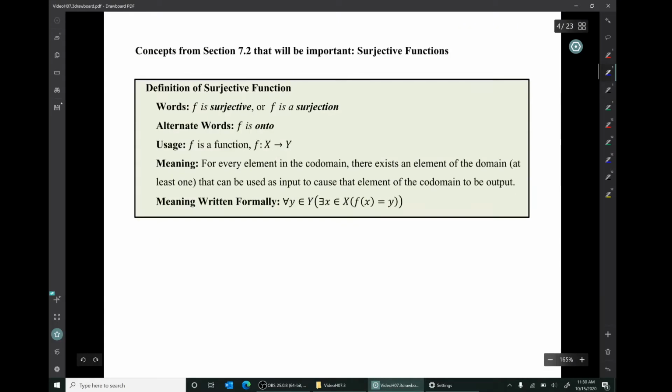We'll be discussing surjective functions. Remember that surjective means the same thing as onto, and what that means is for every element in the codomain, that is for every y in the set capital Y, there exists an element of the domain, at least one, such that if you use that x as input, you'll get that little y as output.